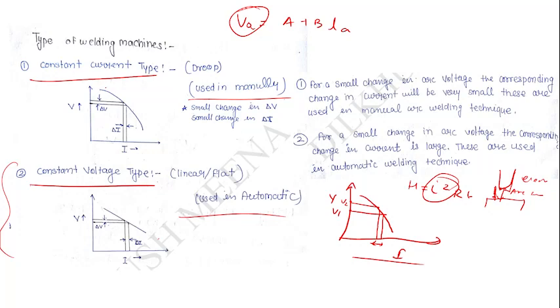So this kind of question also they can ask. Suppose you're manually joining something. So what kind of welding machine will be used? So your answer will be constant current type. Okay. Any doubt still now?